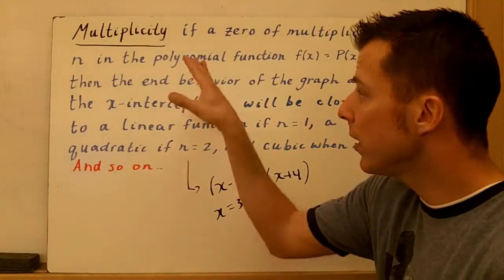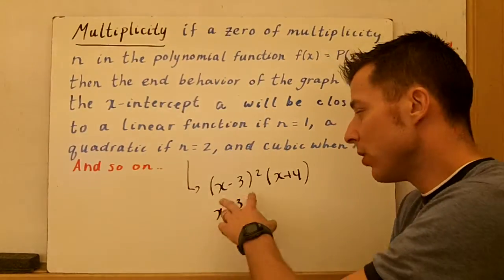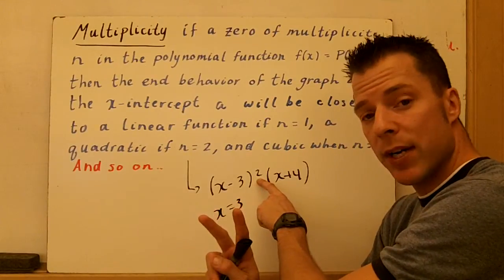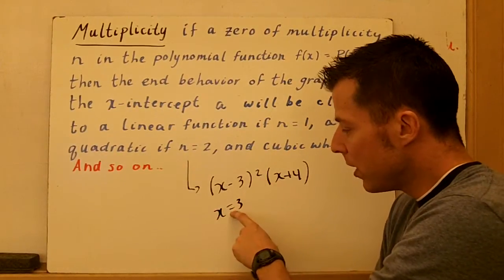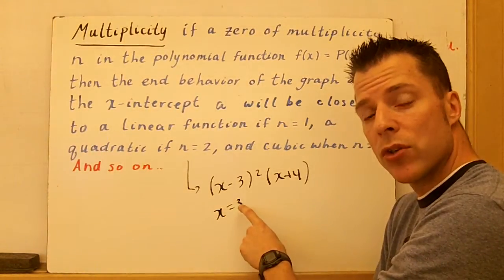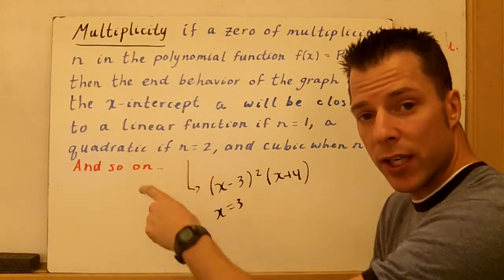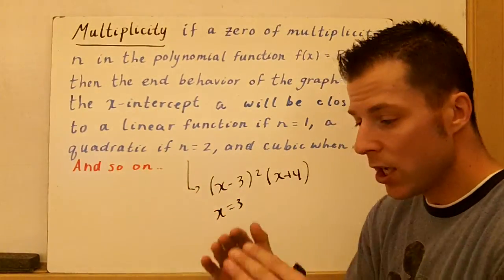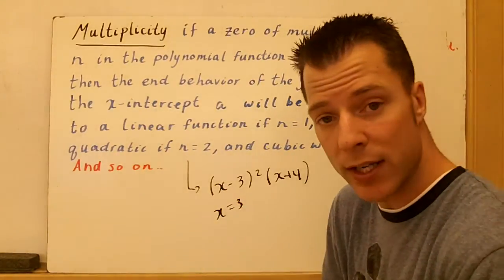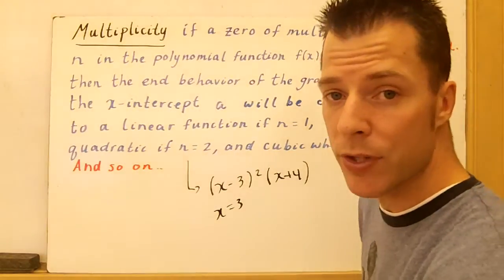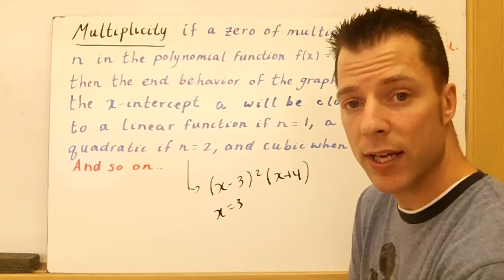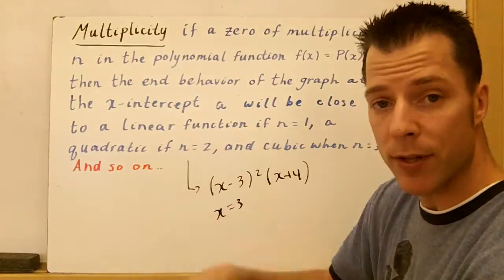So I look for the multiplicity. I see that's a power of 2. So the multiplicity of the factor x minus 3 is 2. So the zero, x equals 3, has a multiplicity of 2. So it's going to behave like a quadratic function there. At the zero 3, the function is going to have a general shape of a quadratic. We'll see some examples from another video under supplementary material, and I'll plot some of these.